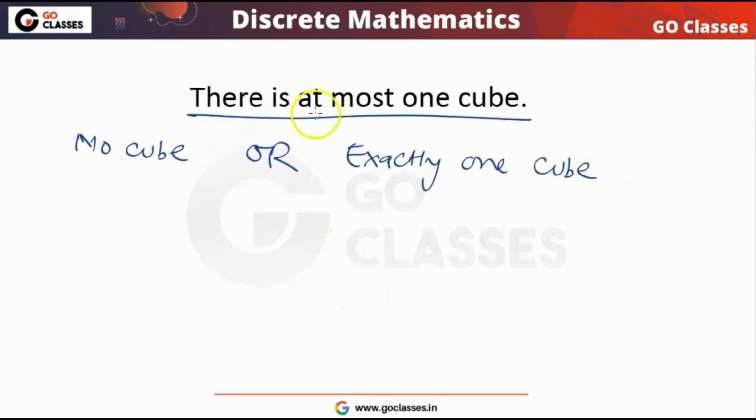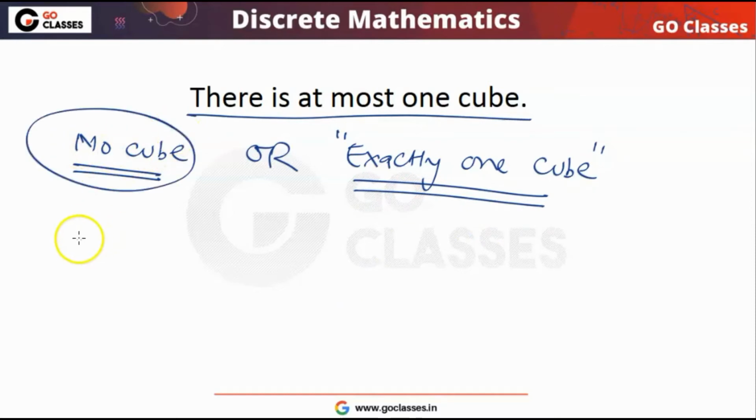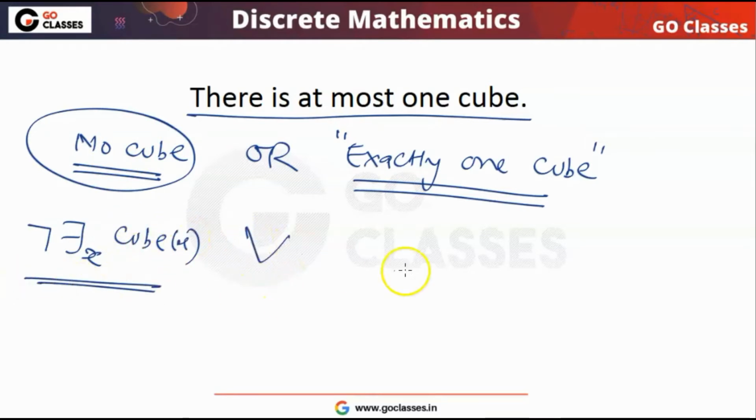Correct? Because there is at most 1 cube. At most 1 cube means there is no cube or there is exactly 1 cube. Now we have not seen how to write this exactly 1 cube. We will see, just after a few minutes, how to write this. But we can write this: there is no cube means there does not exist any x which is a cube, or there is exactly 1 cube.